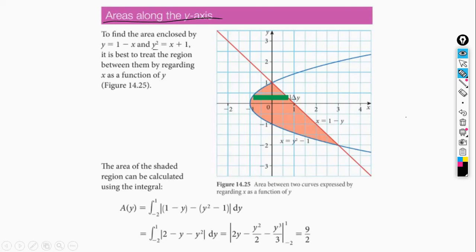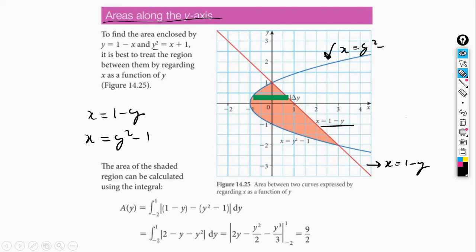So notice that we could rewrite this as x is equal to 1 minus y, which would be this red line here. X equals 1 minus y. It was already indicated here. And then if we rearrange the other curve, it's obviously going to be that x is equal to y squared minus 1. So that's this inverse parabola here. This is the curve, x equals y squared minus 1.